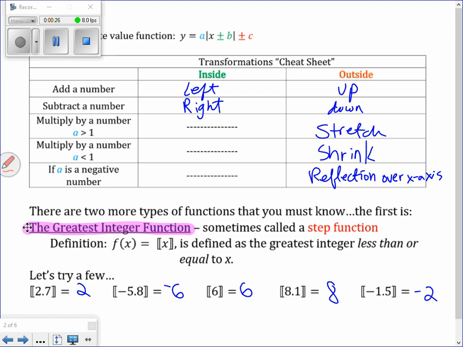So remember, if you put a number in there like 5.2, it's going to go down to 5. It's like rounding down. But if you put a negative number in there, like negative 2.8, it's the greatest integer less than or equal to that, so that would go down to negative 3. Okay, all right, so we're going to try and graph this.